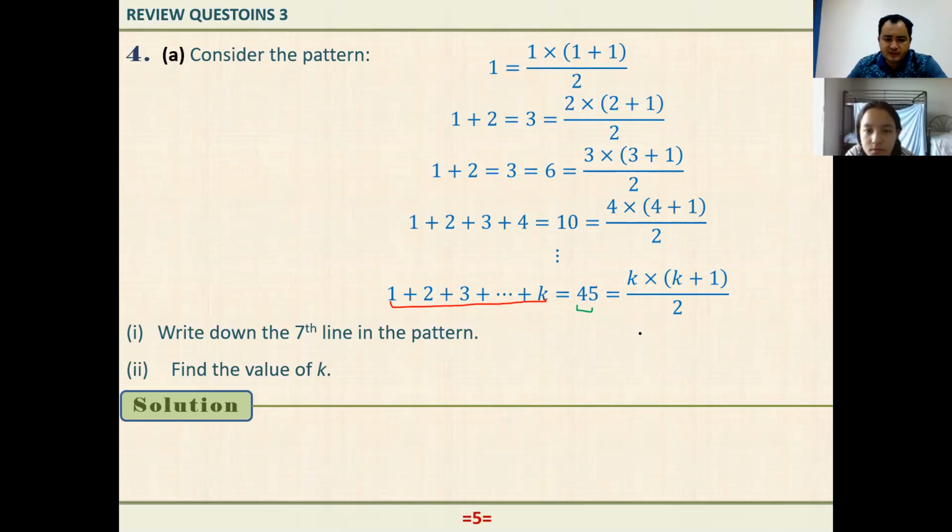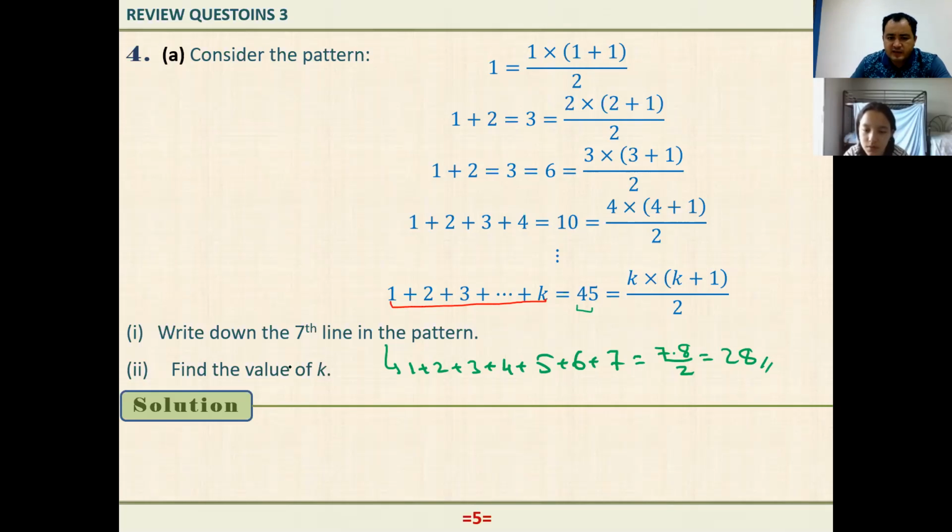So the question is, write down the seventh line in the pattern. What will be the seventh line? The first line is until 1, the second line is until 2, so the seventh line will be like this: 1 plus 2 plus 3 plus 4 plus 5 plus 6 plus 7. Do we know how to evaluate this, the sum of natural numbers using the formula? The last number is 7, so that is 7 times 8 over 2, which is 4 times 7, so this sum equals 28.